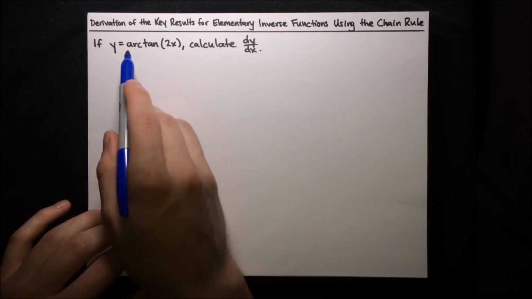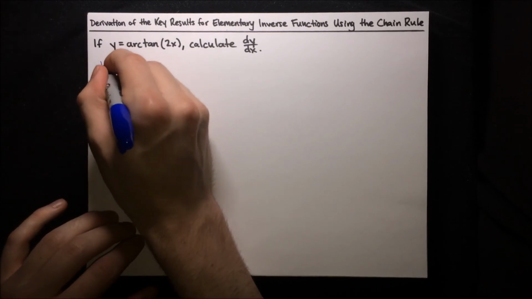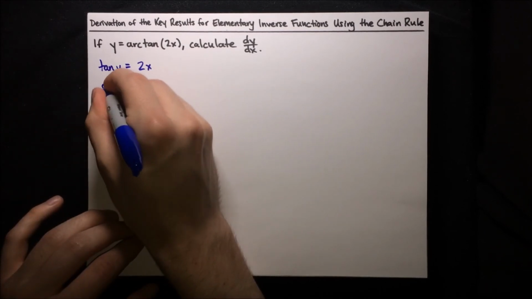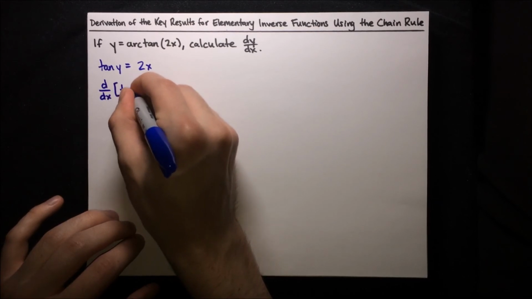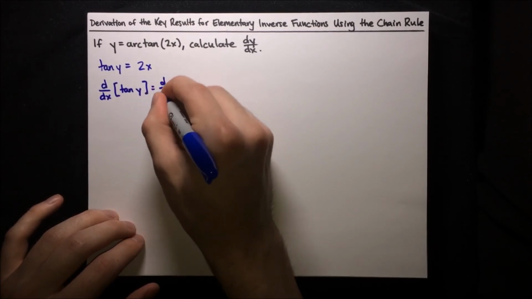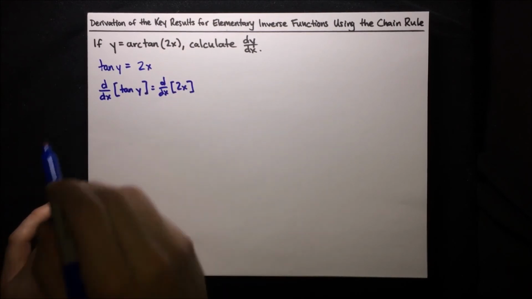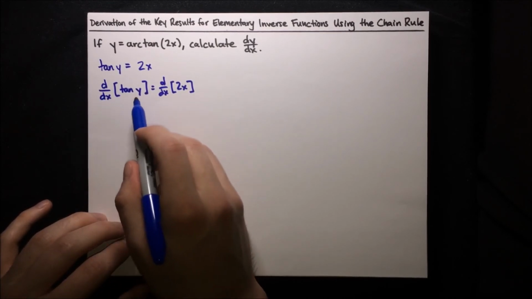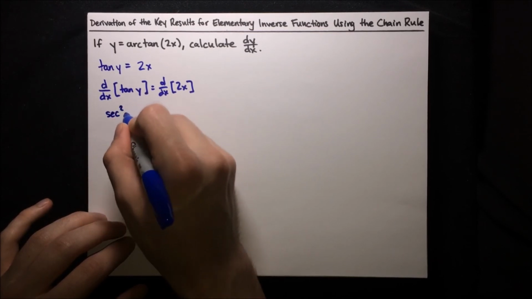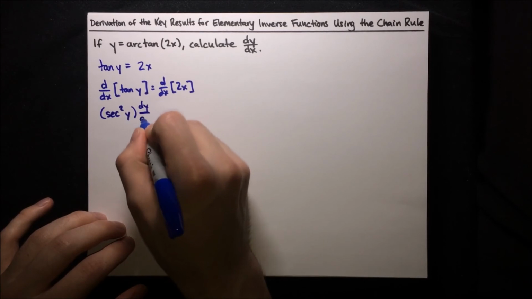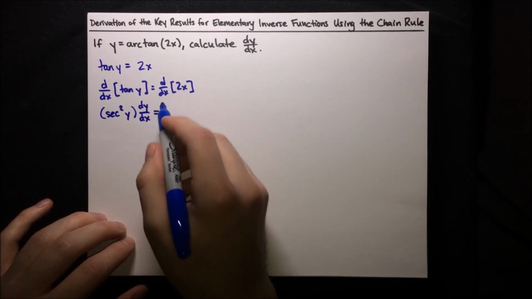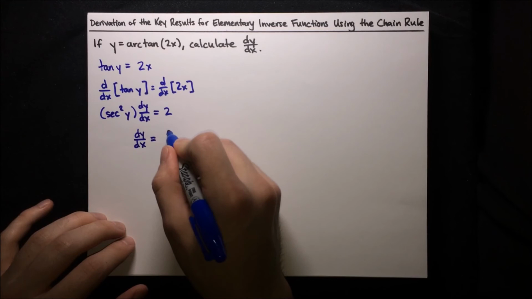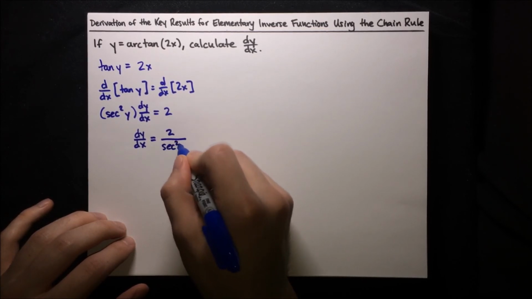We'll cancel out the arctangent by applying tangent to both sides. Tangent of y is equal to 2x. Then let's differentiate both sides. d over dx of tan y is equal to d over dx of 2x. d over dx of tangent y, using the chain rule, we can express as d over dy of tangent y, which is just secant squared y, as long as we multiply it by dy dx afterwards. And on the right hand side, d over dx of 2x is just 2. So we solve for dy over dx, and that's equal to 2 over secant squared y.